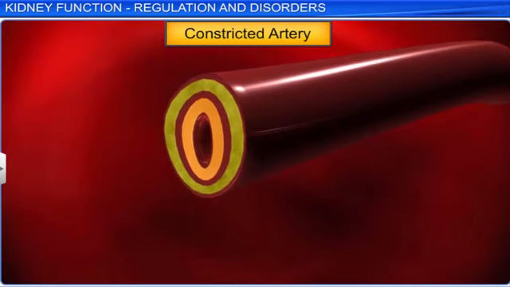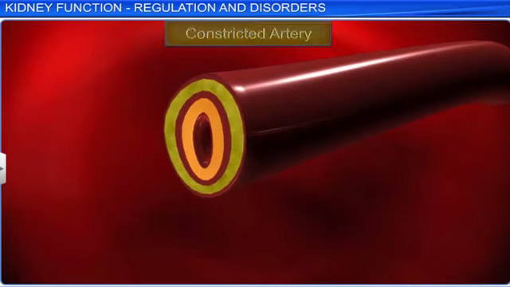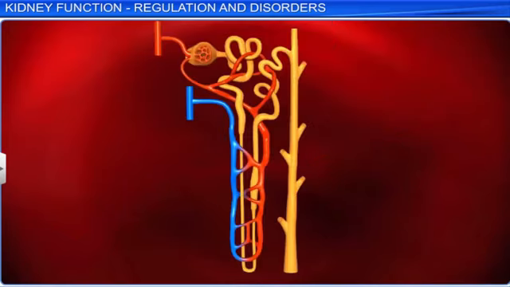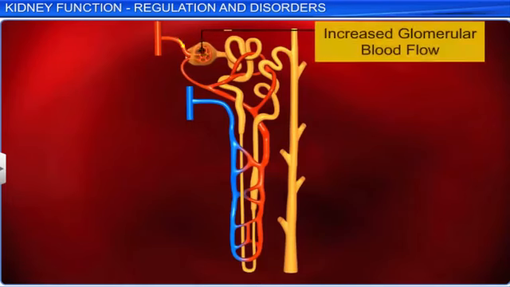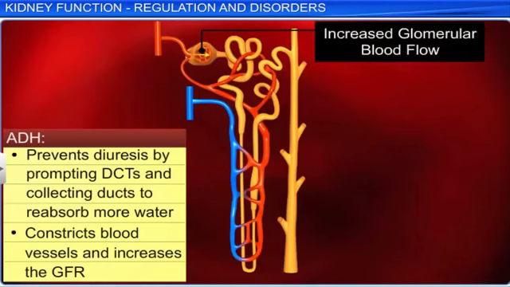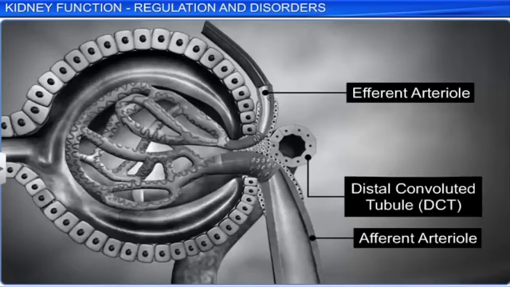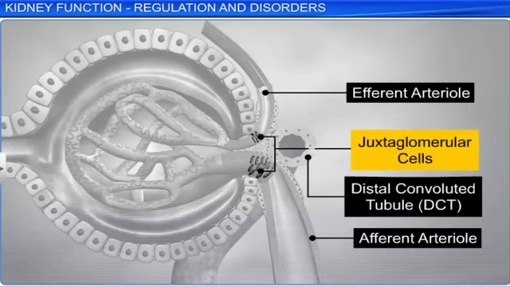ADH also has the ability to constrict the blood vessels. This increases blood pressure, thereby increasing the glomerular blood flow in the kidney and consequently the glomerular filtration rate or GFR. Like the hypothalamus, the JGA also plays a vital role in regulating kidney functions.